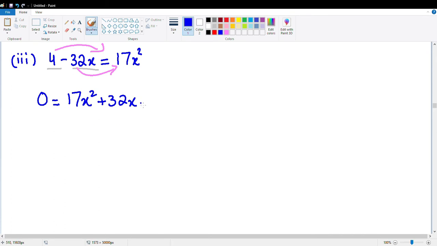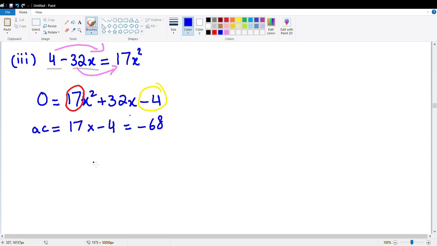And then 4, when it goes to the other side, its sign will change. It will become minus 4. So this is our equation. And now we are going to get AC, and then we're going to factorize it basically. So AC equals, over here, 17 is the coefficient of the squared variable, and minus 4 is a constant. So their product will be 17 multiplied by minus 4 equals minus 68.